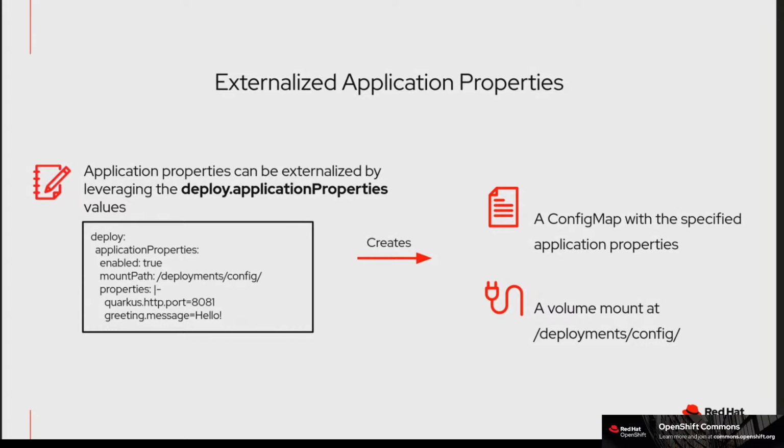The Quarkus Helm chart makes this really easy by using the application properties values. It'll create a config map with your specified application properties, and it'll automatically create a volume mount on your deployment at deployment/config. So all you have to do is use the values, tell it what your properties are, and it'll automatically create all that configuration behind the scenes.